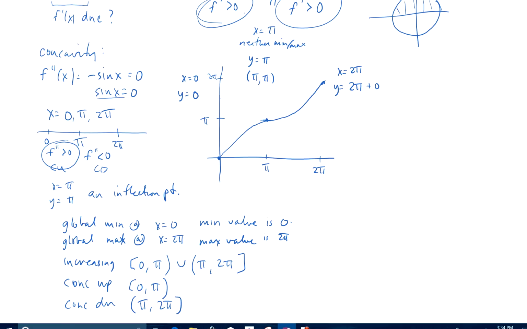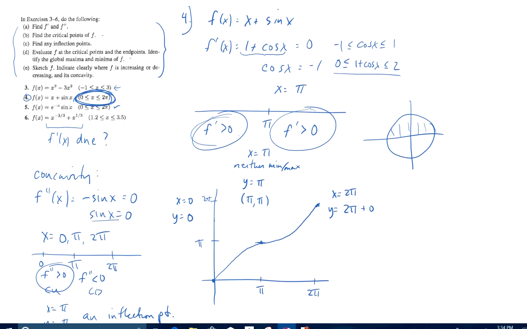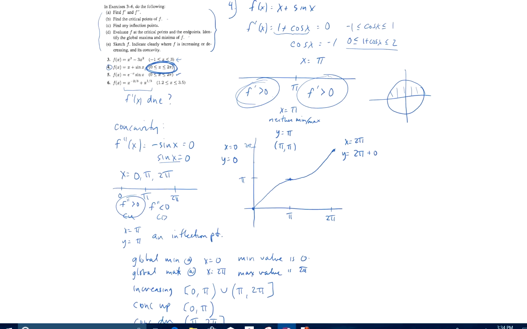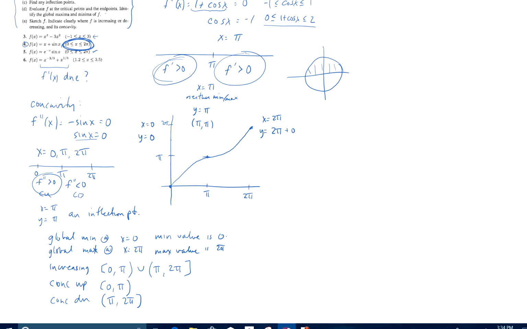Okay, I think we covered everything on there. Yep, sure did. So there's the whole problem right there. Hopefully that gets you set up for all of the mins and maxes and concavity and things like that. All right, we'll leave that one on its own.